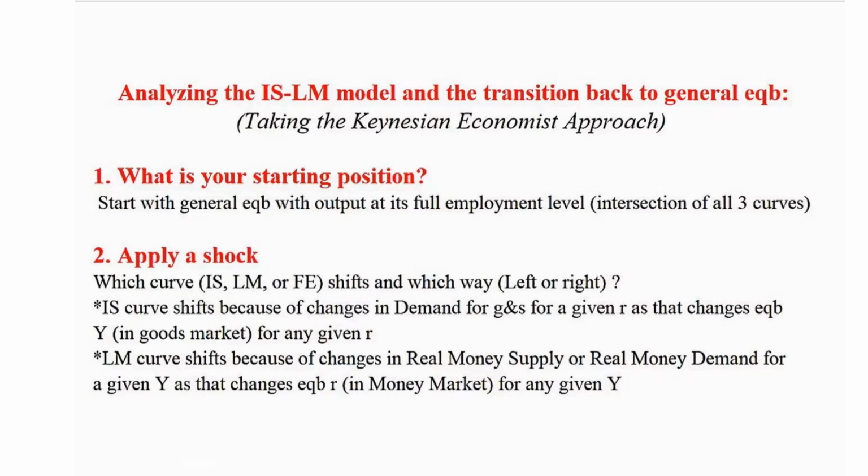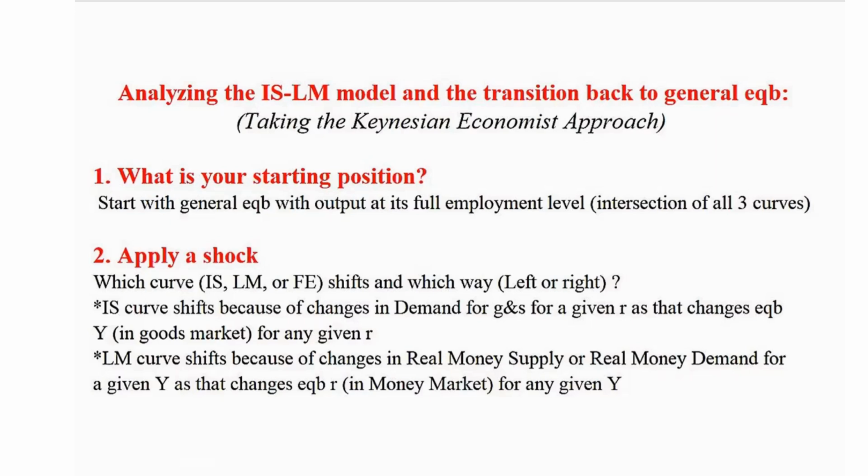We'll start off with a starting position, where we will start with general equilibrium, where output is at full employment level. This is given at the intersection of all three curves: the IS curve, LM curve, and FE line. Then we will apply a shock, and we'll ask ourselves which curve, IS, LM, or FE, will shift and which way, left or right.